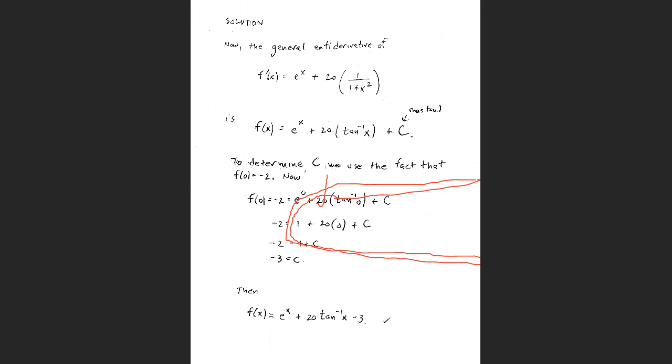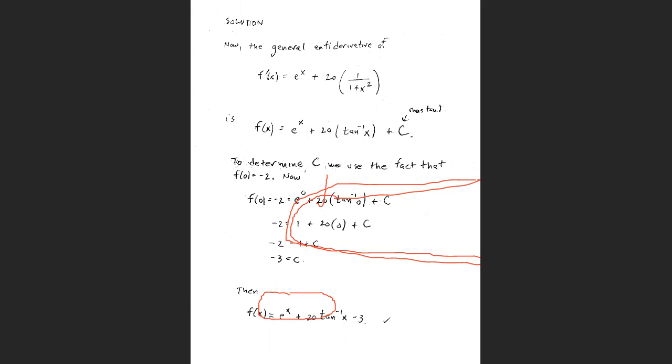But in this case, we're given more information than just what the derivative was of our function. We were also told that f of 0 equals -2. And so we can use that piece of information to solve for this constant.